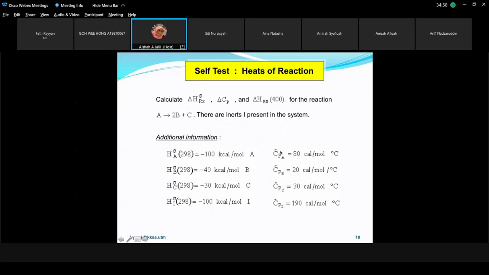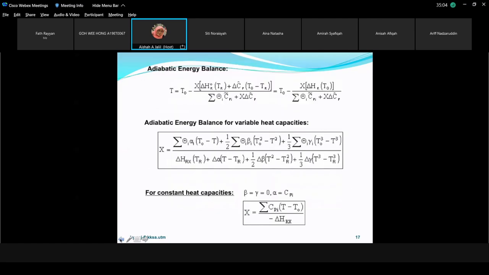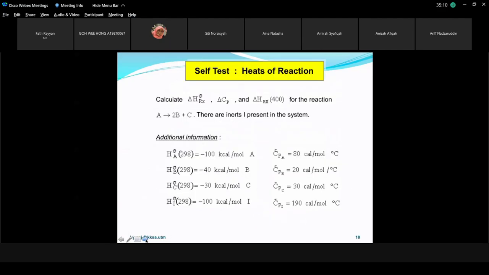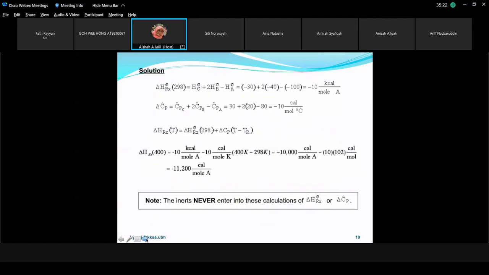Okay. So how to calculate this one? Lastly you will use this one. No, they just want you to calculate this one. So how to calculate? You remember this one. Don't change anything. Just follow the equation that is given to you.